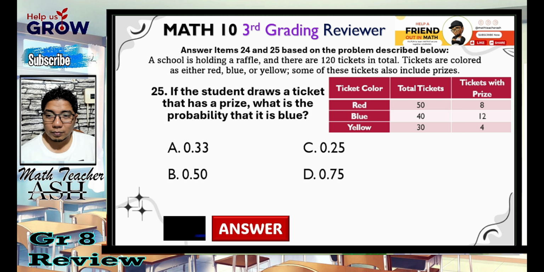Now let us go to question number 28. Mang Pedro is a renowned bonsai enthusiast in his community. He has 6 different bonsai trees that he wants to display in a row. How many different arrangements are possible? Is it A, 6, B, 36, C, 12, or D, 720? I'll give you 5 seconds to think about your answer.